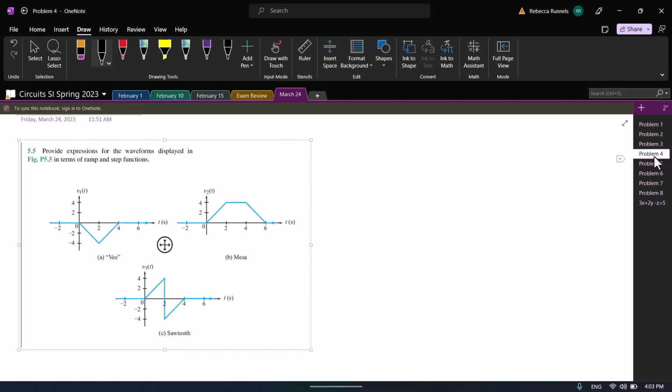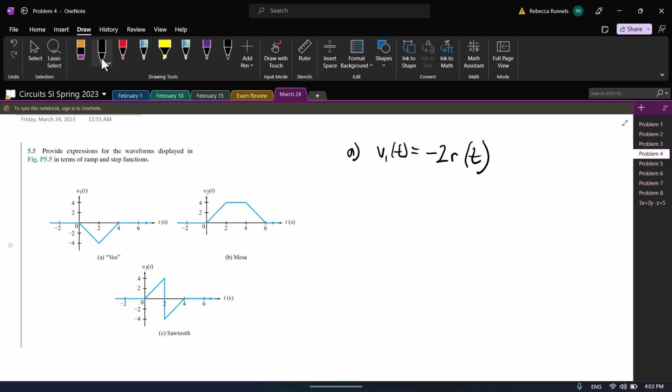All right, so for these, we'll use ramp and step functions. So for A, v1 of t equals, nothing happens until we get to 0. When we get to 0, we have a slope. It goes over 2 and down 4, so that's down 4 over 2. That's a slope of -2. So that's -2 r of t.